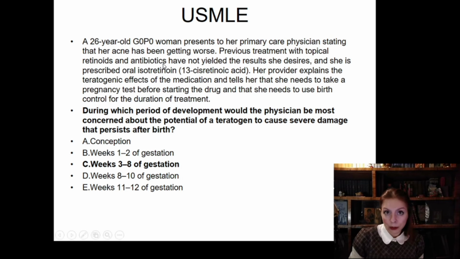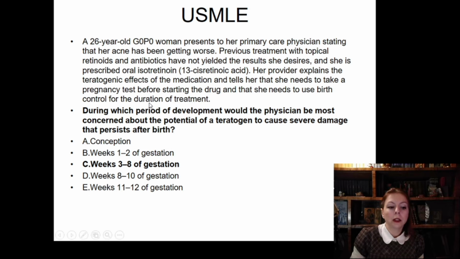And antibiotics are also prescribed. Also the doctor said that this girl needs to take a pregnancy test before starting, because pregnancy should be excluded before taking these pills. Why? Because those pills might have a very harmful effect on embryonic development.